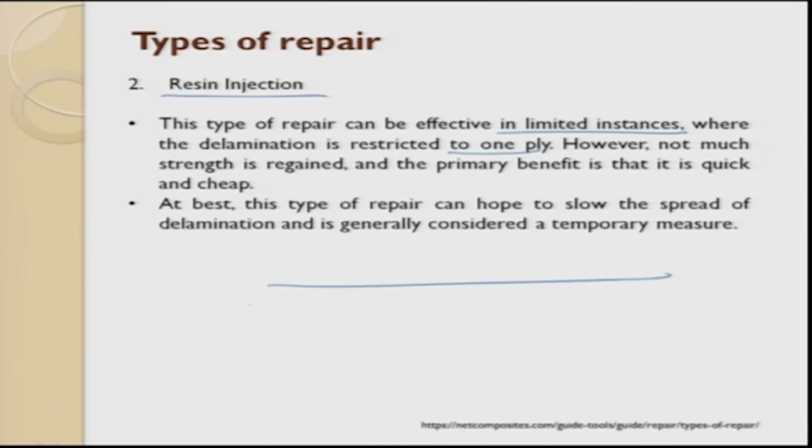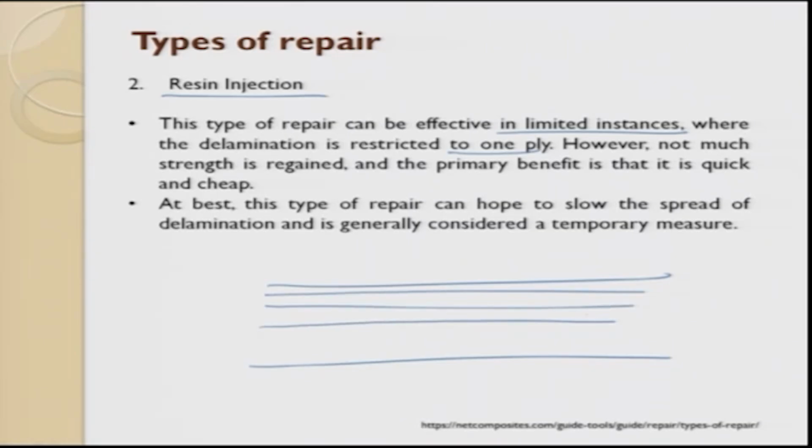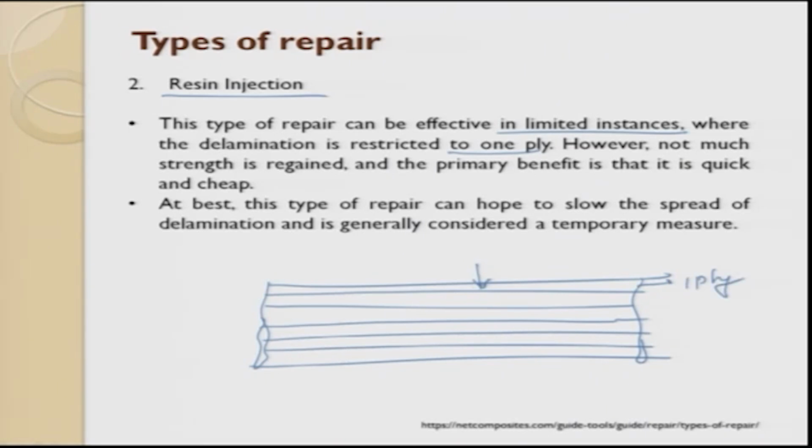So, this is a composite. So, you have plies. So, this injection can happen only in this direction. So, this is a layer. So, these are the laminates and this is a ply, one ply. So, here the resin infusion or injection. However, not much strength is regained in this.